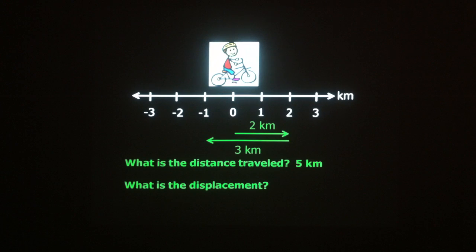Now, the question is, what is the displacement? Remember, that is the final position, right here at -1, minus the initial position, 0. What is -1 minus 0? That's right. The displacement is -1 kilometers. What does that mean? That means the bicyclist is 1 kilometer backward from its original position. And that makes sense. That's the displacement.